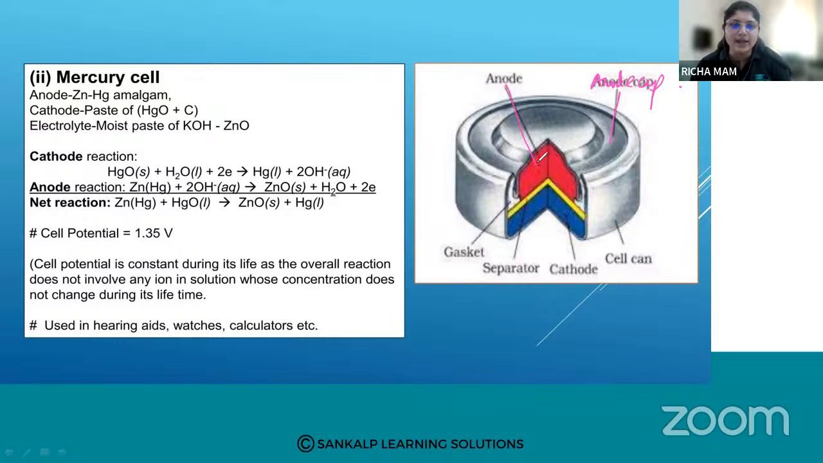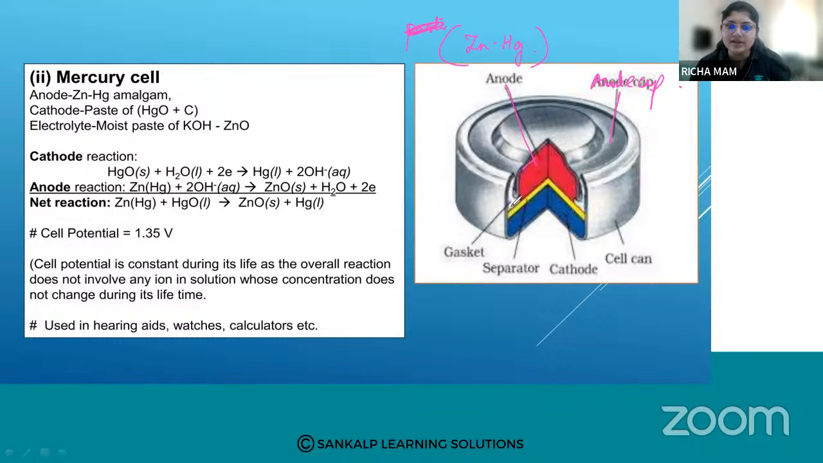Okay, and this anode, what does it consist of? It consists of zinc amalgam, a paste of zinc amalgam. Over the metal you have a zinc layer all over. So this red color represents your anode, that is zinc amalgam.